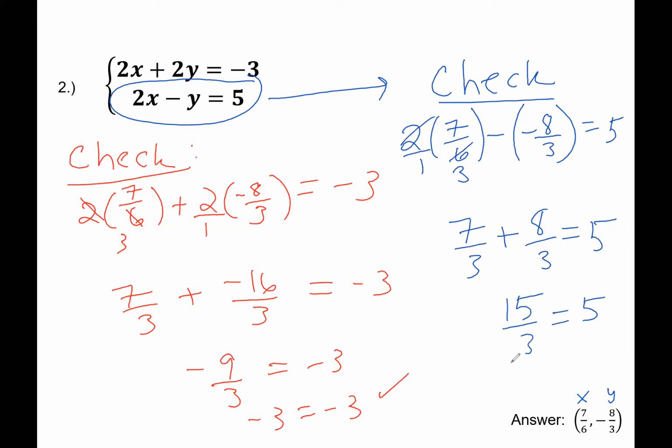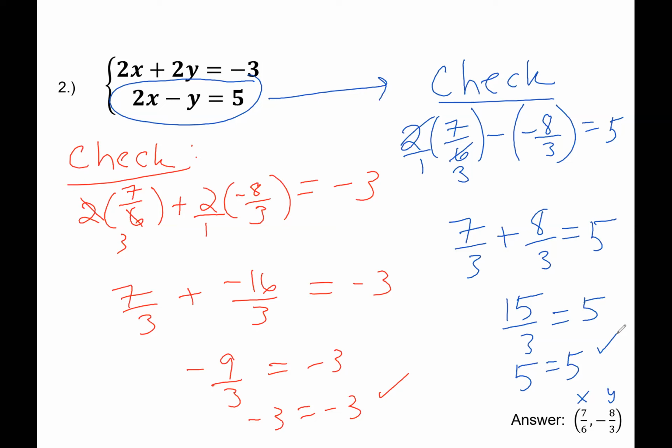And then if I reduce 15/3, 15 divided by 3 is 5. So I'm getting 5 equals 5, and it works. So I know the checking process is kind of annoying, and I don't blame you if you don't check every time, but you kind of should, and you should know how, okay?